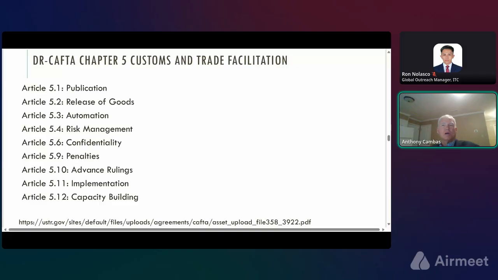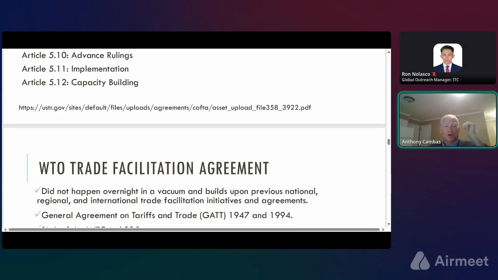Advanced rulings, which is where you can go to customs and get a ruling on a technical matter, facilitate trade because you already know the answer: what the classification is under the harmonized system, what the valuation is, whether you meet admissibility requirements, et cetera. So different issues can be subject to an advanced ruling. We call them in the US generally binding rulings, but those can definitely help facilitate trade. And capacity building as well.